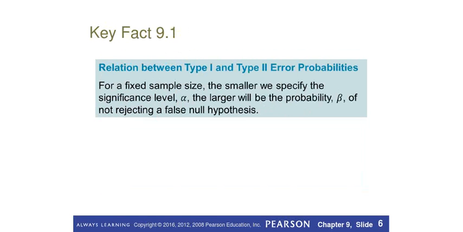For a fixed sample, the smaller we specify the significance level alpha, the larger the probability of not rejecting. So what we're saying here is that the smaller the probability of our significance level, the larger the probability of not rejecting a false hypothesis. So there is a sort of inverse relationship here. Again, we're really looking at our type 1 errors when we do our tests, but it's good to know that there is that relationship between our type 1 and type 2 error probabilities.